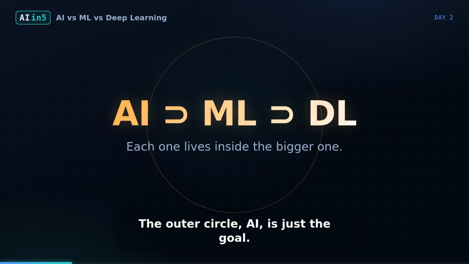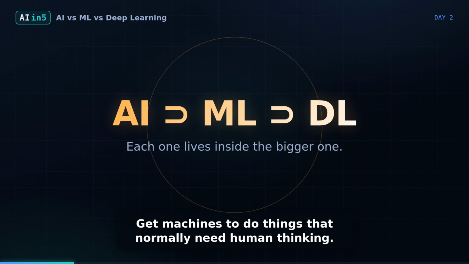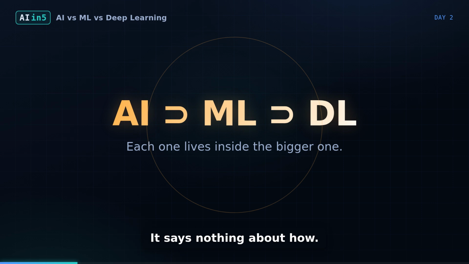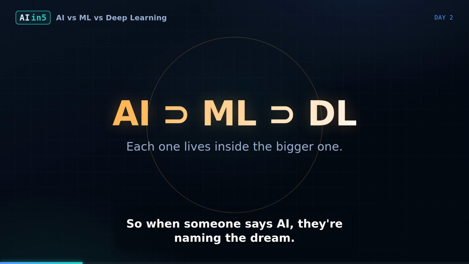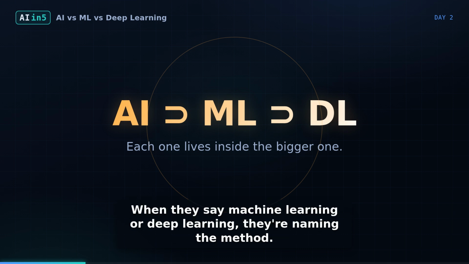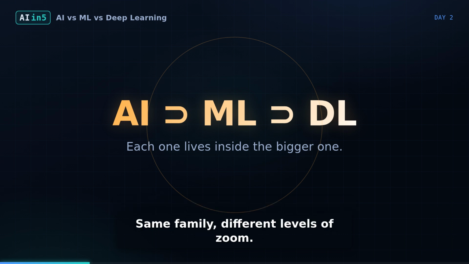The outer circle, AI, is just the goal. Get machines to do things that normally need human thinking. It says nothing about how. The inner circles are specific recipes for actually pulling that off. So when someone says AI, they're naming the dream. When they say machine learning or deep learning, they're naming the method. Same family, different levels of zoom.